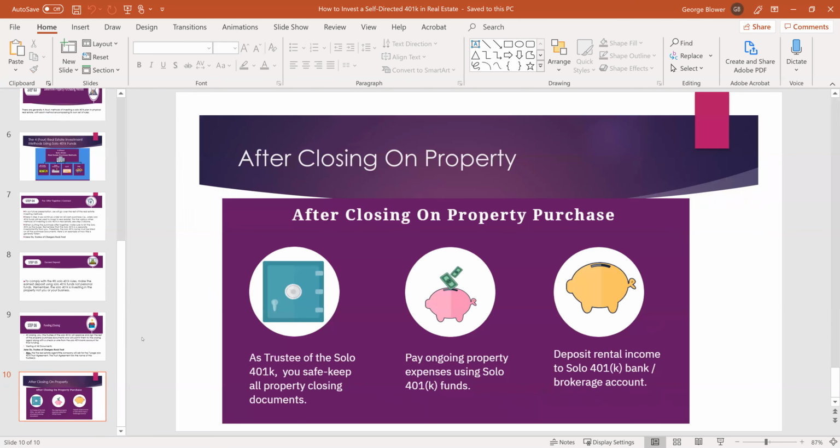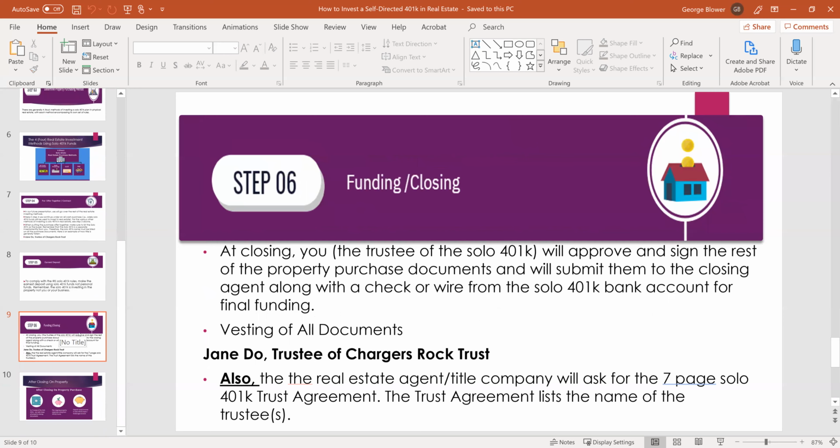Okay, so then step 6, funding closing. At closing, you are the trustee of the solo 401k, so you are going to sign the purchase documents on behalf of the solo 401k. Then you're going to probably wire money, or you could write a check from the solo 401k account to the title company or to the escrow company. At that point, of course, title is going to be transferred over to the plan.